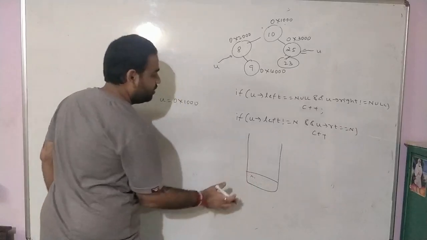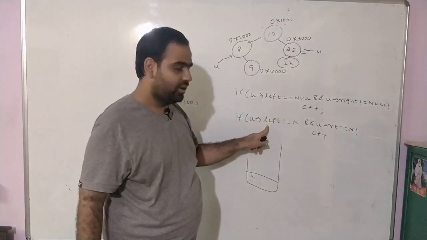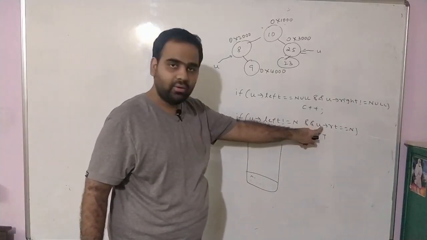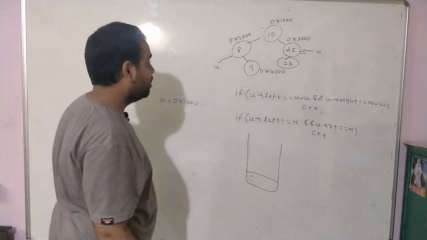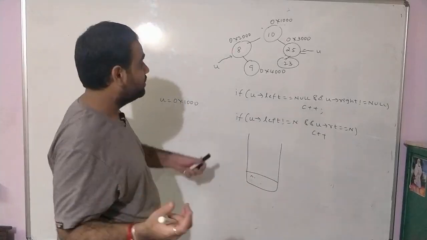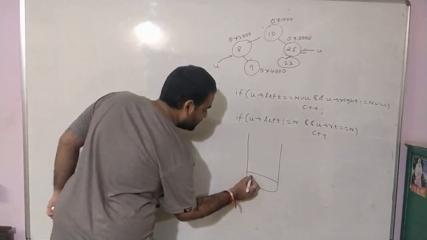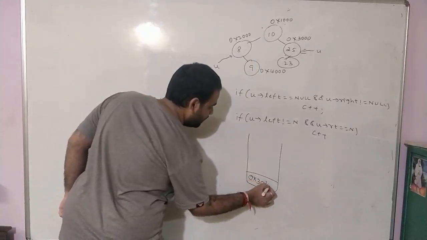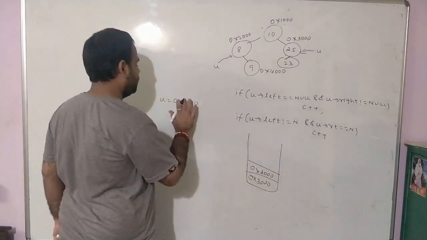Now check. Is 1000 arrow left equal to null? No. Is 1000 arrow left not equal to null? Yes. But is 1000 arrow right equal to null? No. Therefore, it is not a half node. And if it is not a half node, the pre-order traversal of the tree says first push the right child, then the left child. Now what is the right child over here? The right child is 3000, and the left child is 2000.